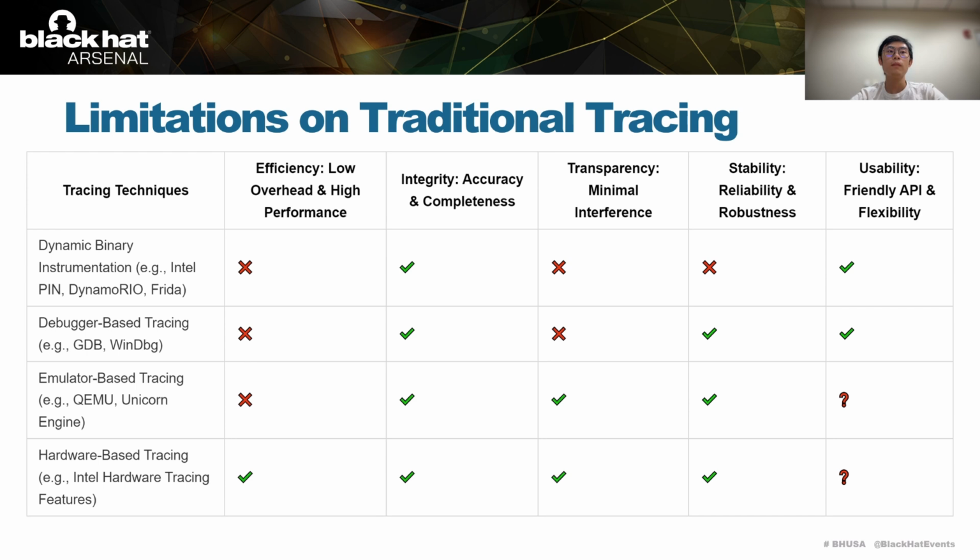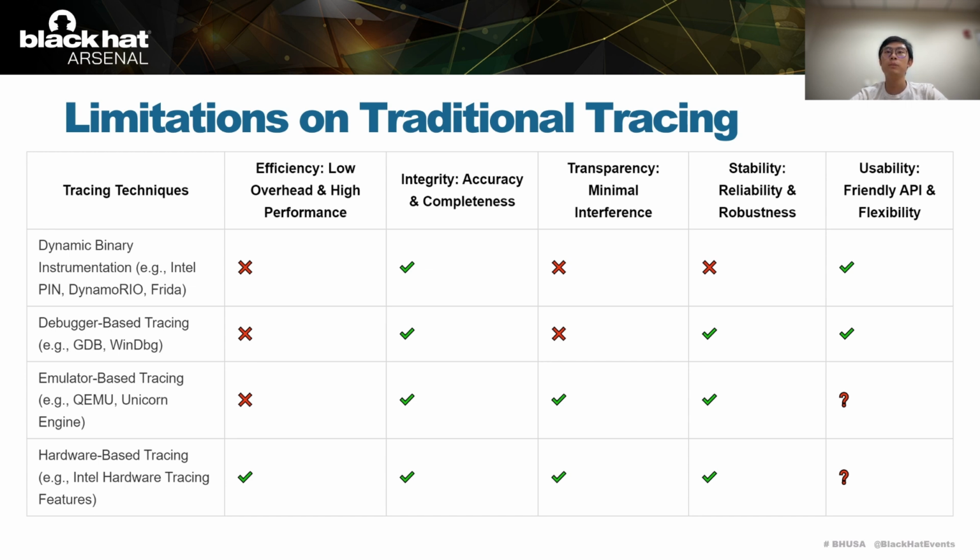The next one is the debugger. Here we have examples of GDB or WinDbg. The efficiency actually depends on what granularity you want to trace. But ultimately, at every granularity, for example the basic block, you have to pause and log the status along with your tracing. So the efficiency is low. The next one is integrity. The debugger can give an accurate and complete trace result from the program. That's definitely a check mark.